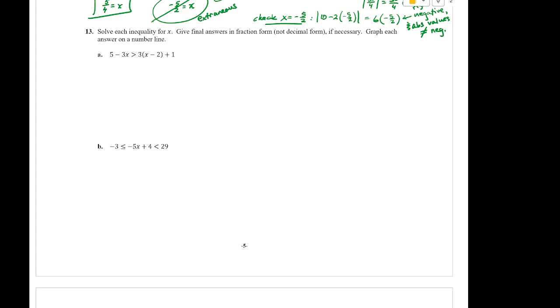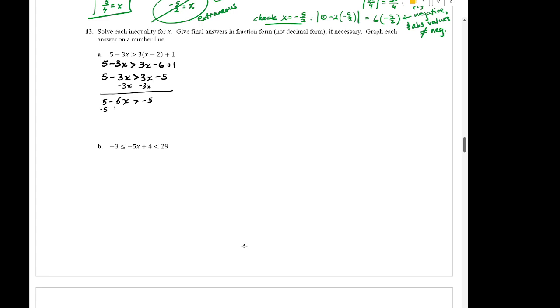So the first method is just doing it directly. In this case, you almost solve it like it's an equation. I'm going to distribute that 3, so that turns into minus 6, and then plus 1. I'm going to combine like terms, so that turns into minus 5. Let me bring the x's over to this side: minus 3x, minus 3x. So then this turns into 5 minus 6x is greater than negative 5.